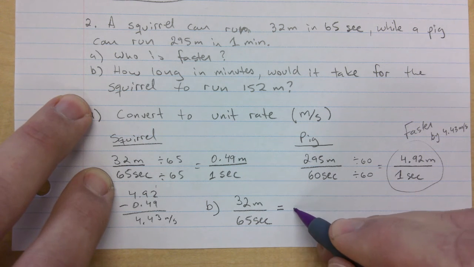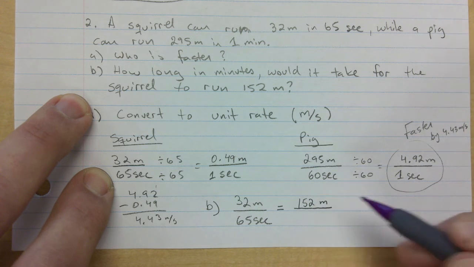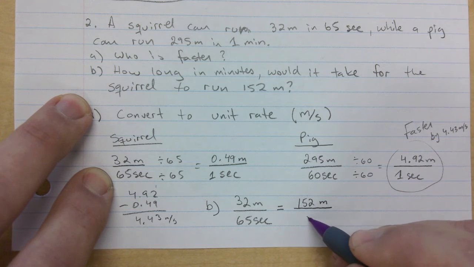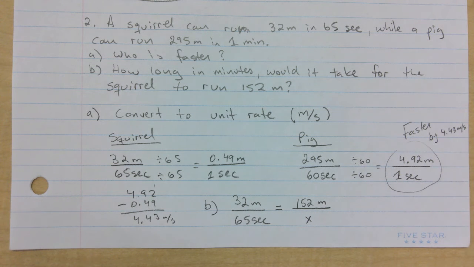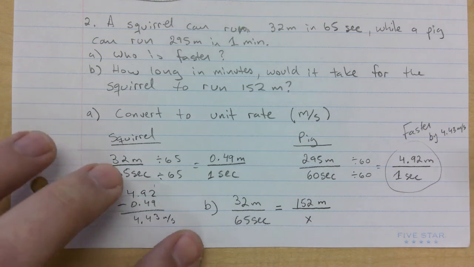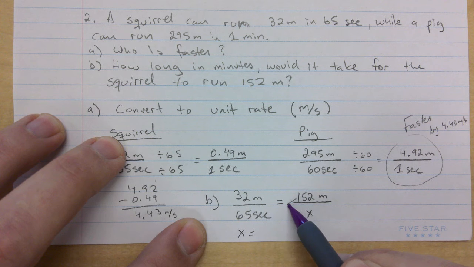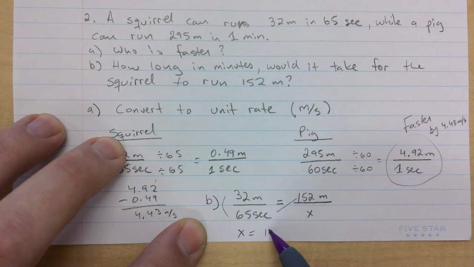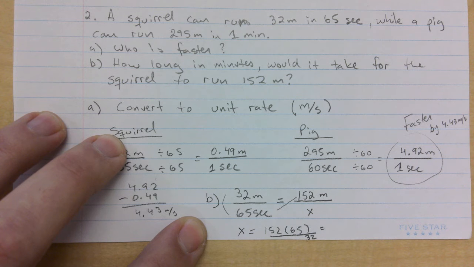And so right now they're asking you how long would it take to run 152 meters. So I will put the 152 meters there. And this will be my unknown, the time, right? I'm supposed to give the time in minutes, but I'm going to get there in a bit, okay? So x would be, you start over on this side, you cross multiply down, you divide up. So it's 152 times 65 divided by 32.